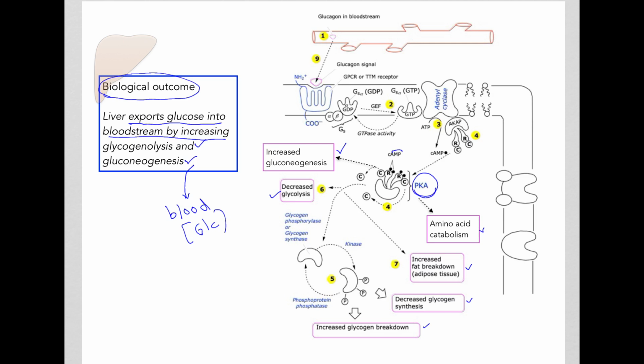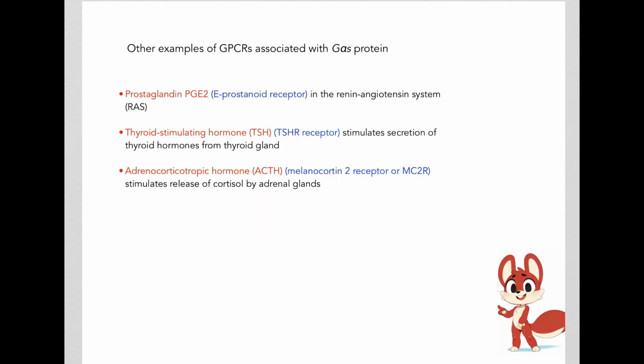During starvation, there are several other GPCRs that are associated with G-alpha S proteins. Here are a few examples. Prostaglandin PGE2 is the signal that binds the receptor called E-prostanoid receptor that's involved in the renin-angiotensin system. This is something we'll talk about in a future video when we look at the biochemistry of various physiological processes.